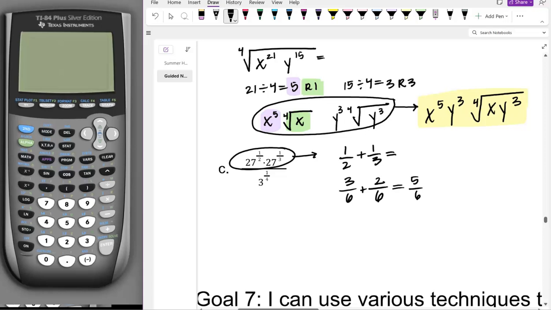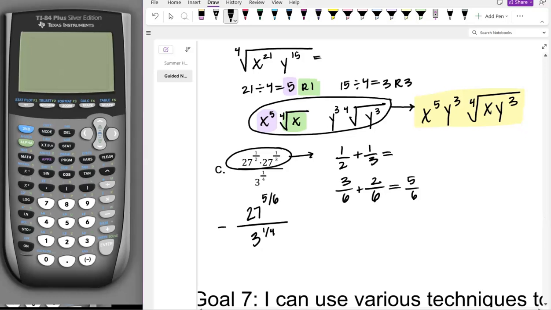So on the top, I have 27, that's my base there, to the power of 5/6. On the denominator, I have 3 to the power of 1/4. Now, in order to do anything with those two, I would have to have the same base, but I know 27 can be written as a base of 3. So I know 27 off the top of my head is 3 cubed. So I'm going to replace the 27 with 3 cubed, keep the power of 5/6 on the outside.